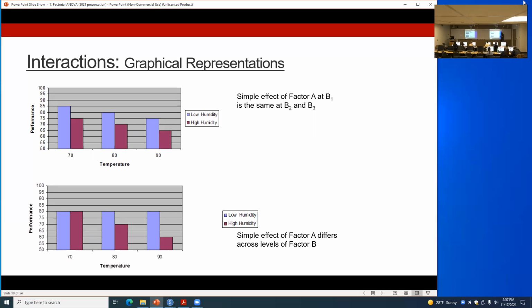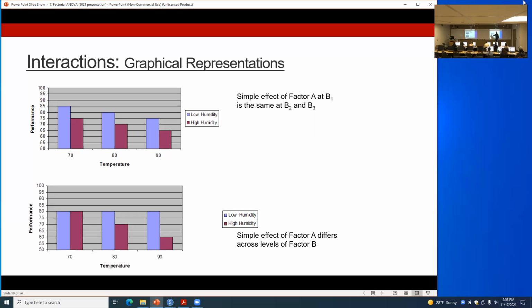Talking here about the simple effect of factor A at B. Here I can say, if I look at it, what's the difference in performance scores between high and low humidity at 70? And what's the difference between high and low humidity at 80? 90? Okay, so what we're seeing, if we're thinking about our simple effects, right?